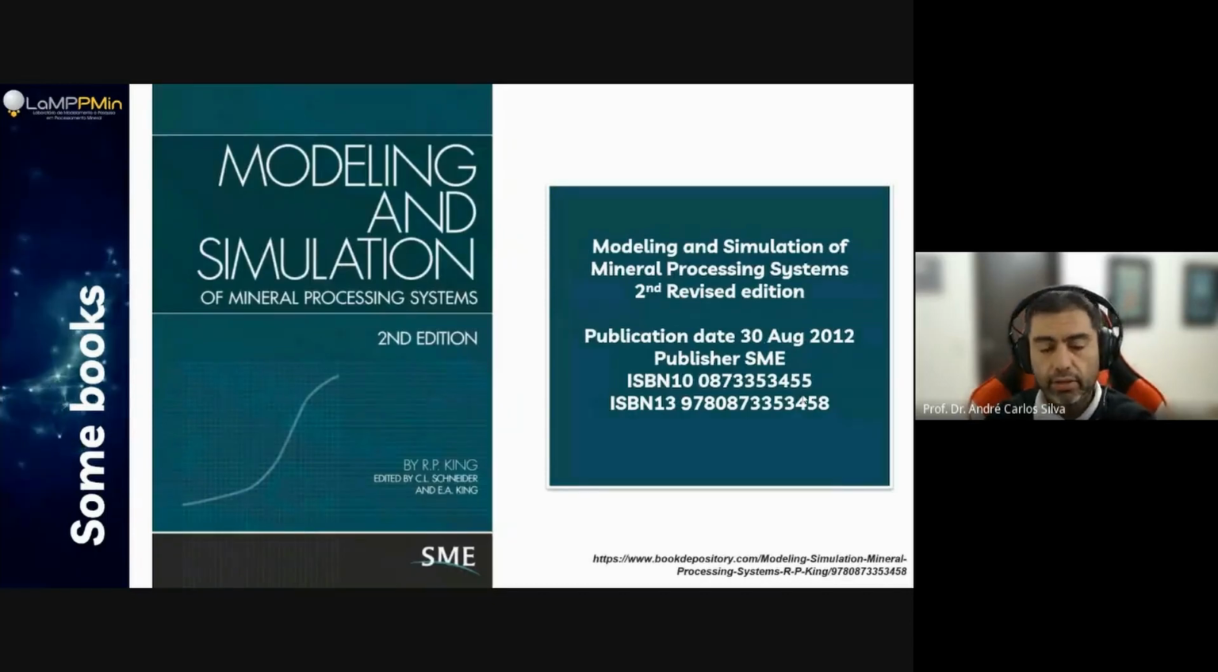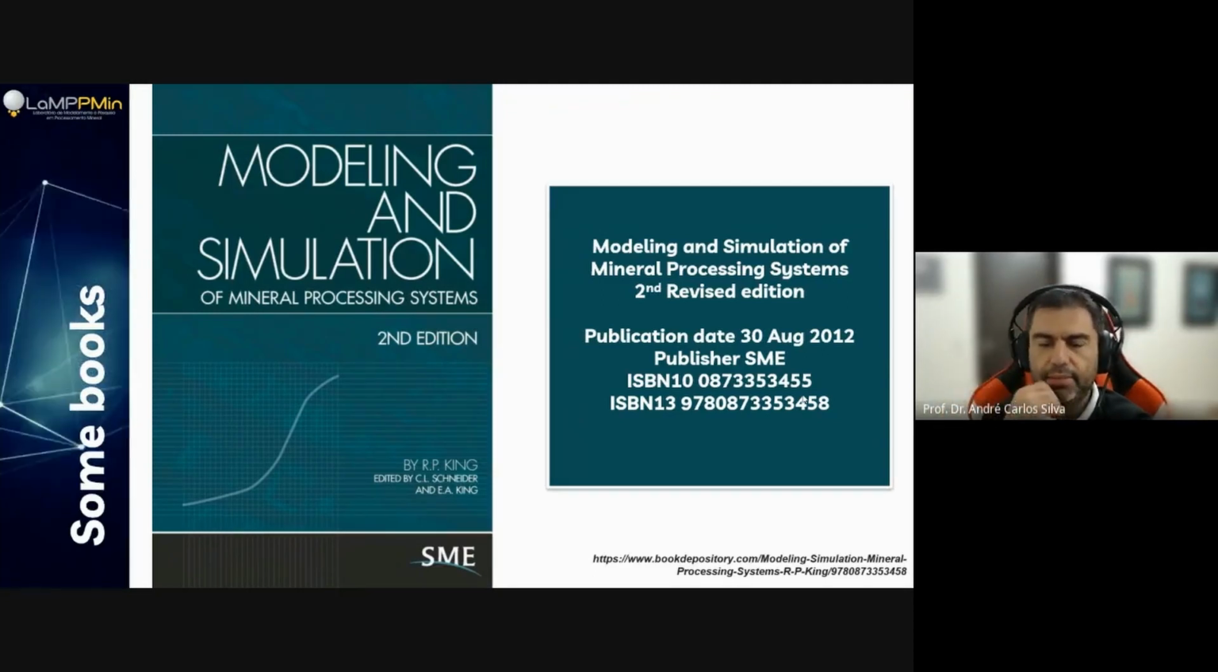So yeah, go for this book if you want to have a more inside view of mineral processing in the United States. Another USA book is this one coming from Professor Peter King. Unfortunately, Peter King is not with us anymore, but as you can see, there are 2 more editors in this book. The second edition was put together by his former student, Claudio Schneider, a Brazilian researcher. And actually, Peter King's widow, Ellen, helped with the second edition. That's why you can see two King names in this book.